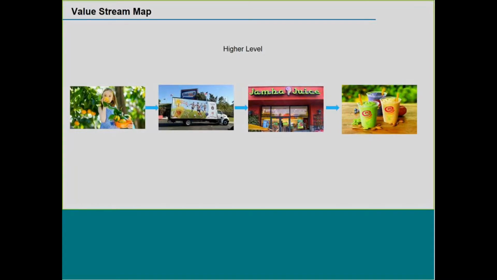Value stream maps can even be taken at a much higher level. For example, if we're going to get a smoothie at the end of our value stream, that's what our customers are receiving. Well, that started with fruit at one point. Someone had to actually pick that fruit. That fruit had to then be loaded onto a truck and driven to a Jamba Juice store. That Jamba Juice store then converted that fruit into a refreshing beverage.